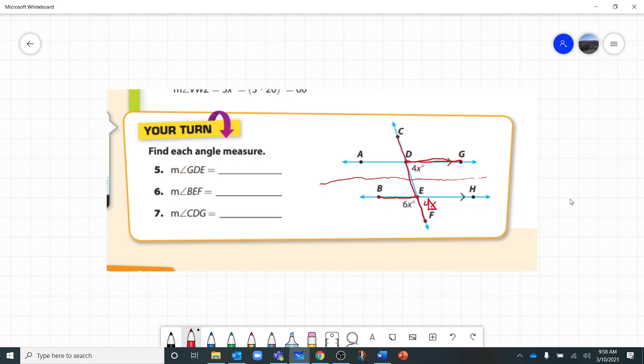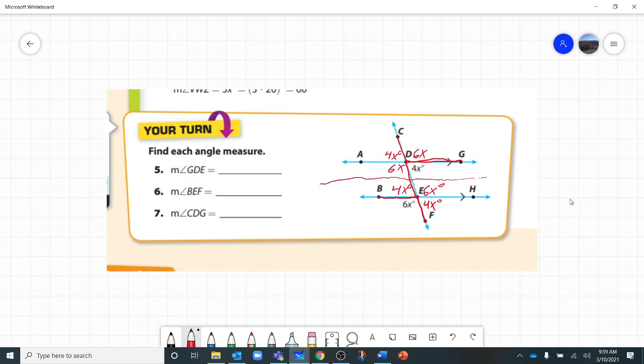Okay, so that's going to be the same, 4x degrees, which means, and we know vertical angles, which are the ones that are diagonally across from each other, are the same as each other. So that's going to be 6x degrees. That one's going to be 4x degrees. And we can do that for the top as well. This is going to be 4x, this is going to be 6x, and this is going to be 6x. Okay, so now we can find all of our angles.